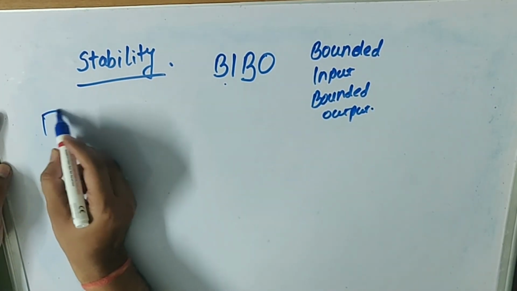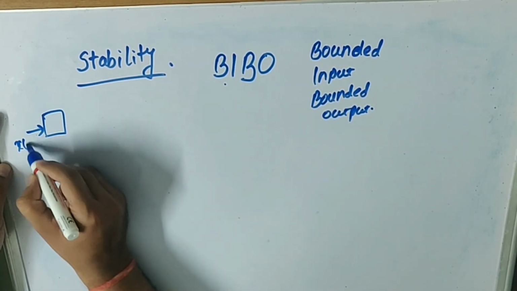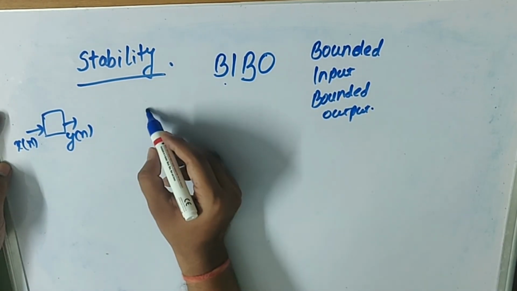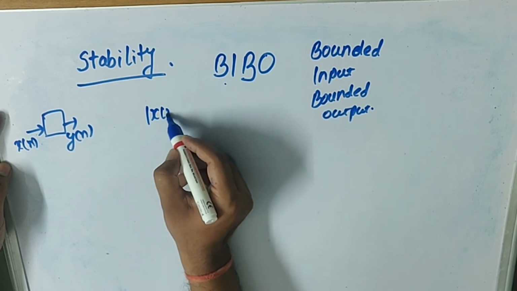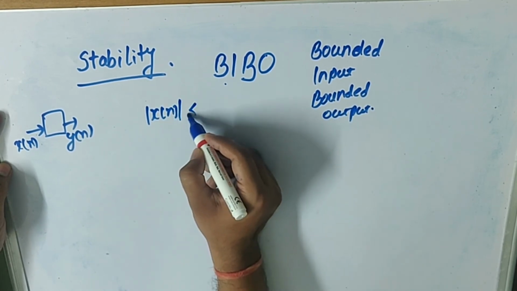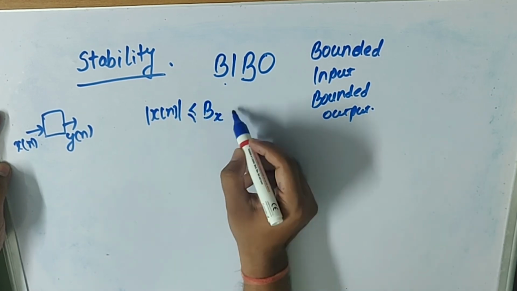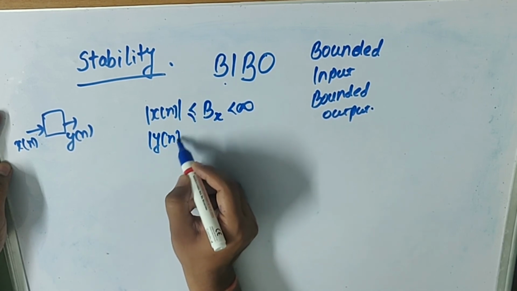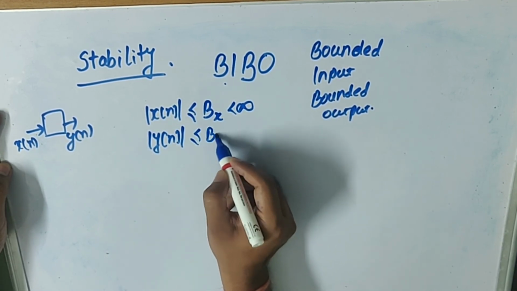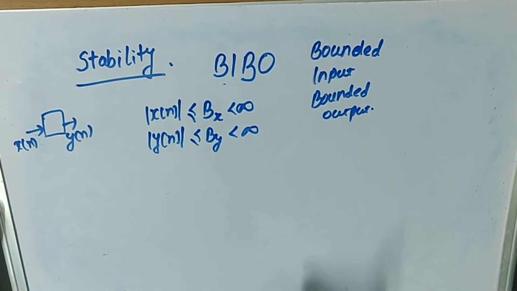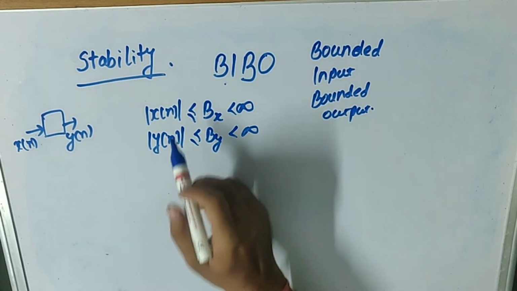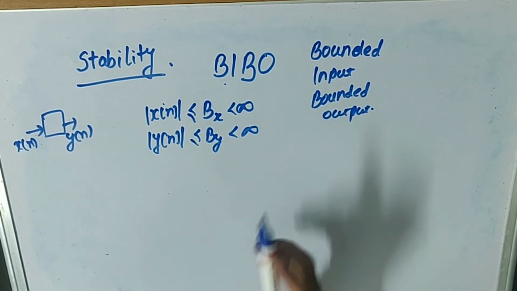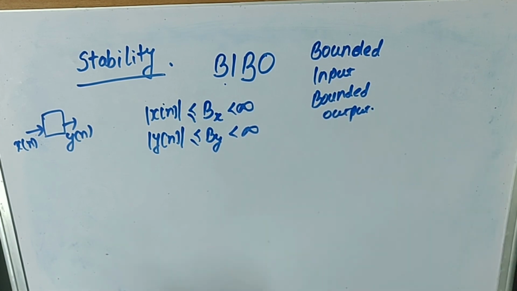Let's again assume that we have a system where the input is x[n], output is y[n]. So the input is bounded by some value, let's say Bx, which is less than infinity. Similarly, the output is bounded by some value By. So if for a bounded input we have a bounded output, the system is stable. Very simple definition.